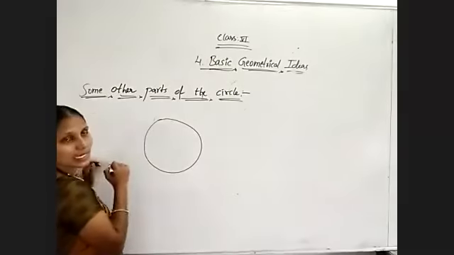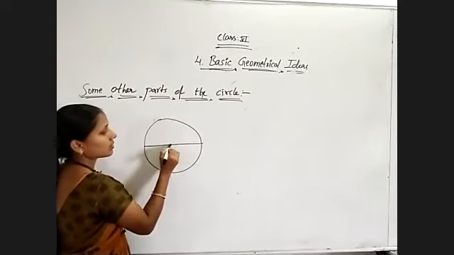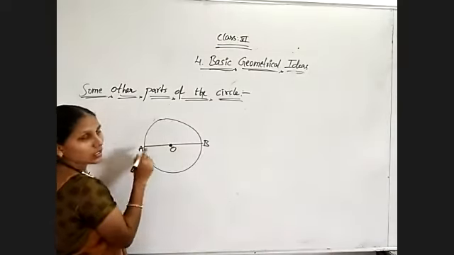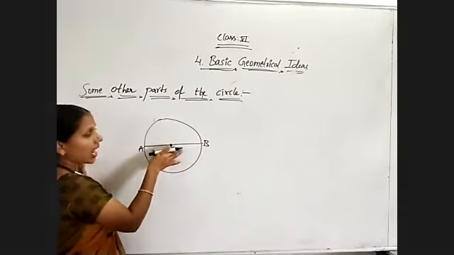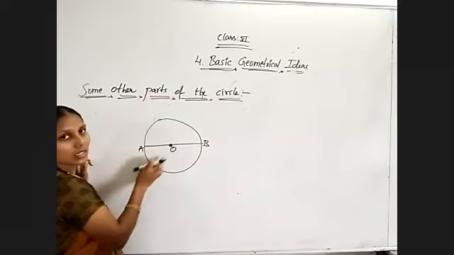This is a circle, is it right? Now I am drawing a diameter. Line segment AB passing through the center. So it is a diameter. Chord AB is the longest chord and it is known as the diameter.